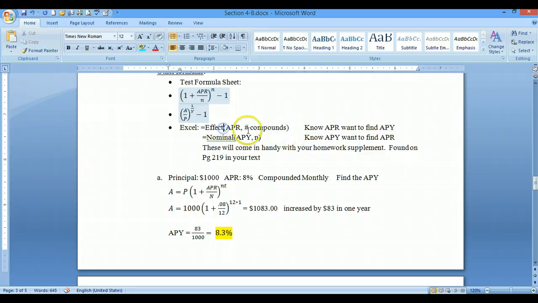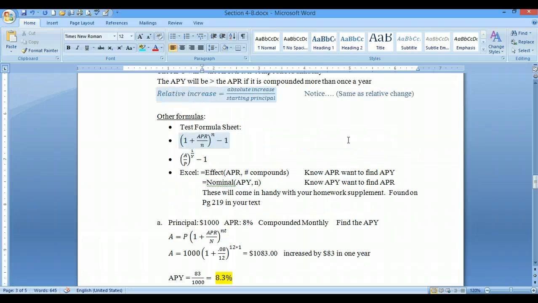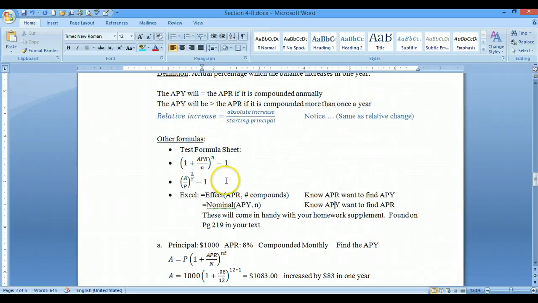Okay, so I can type in effect, and then it'll prompt you to say what is the APR of the problem you're working with, and then it'll want n, or the number of compounds. And this one, you'll use the effective yield for when you know the APR, but you want to find the APY, and it'll give you the APY. Now, a couple of your problems will ask you what's the APR, and they'll give you the APY. Now, you can do this by hand, like up here, or again, you can type it into Excel, and this one you'll type in nominal yield, or nominal, and it'll ask you for the APY and the number of compounds, and it'll give you the APR.